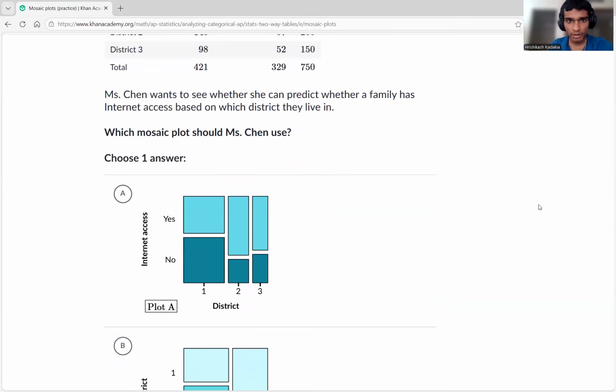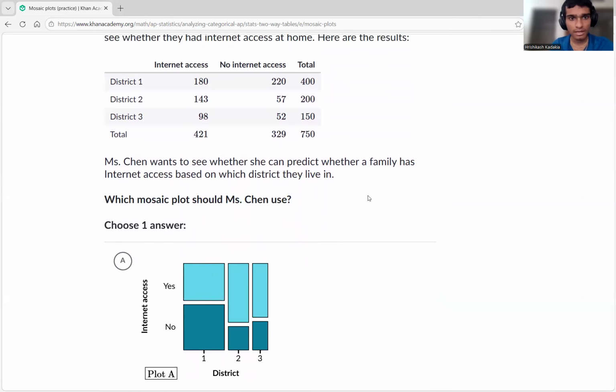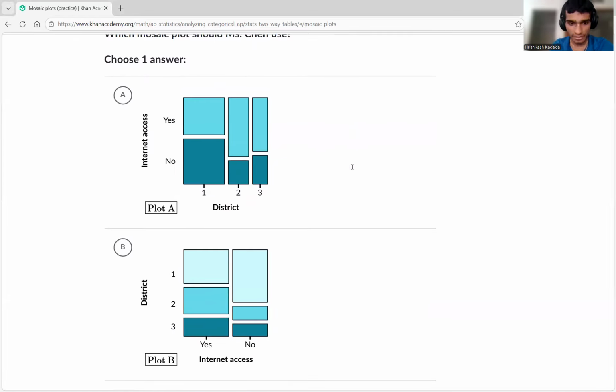Now, the yes and no part. So how many students have access? First of all, let's see: 421 and 329. The students who have access at home, total of 750, 421. So it's slightly greater. Those who have internet access are slightly greater than those who don't have internet access at home. Checking B, B also seems right, because yes is a little bit more than no.